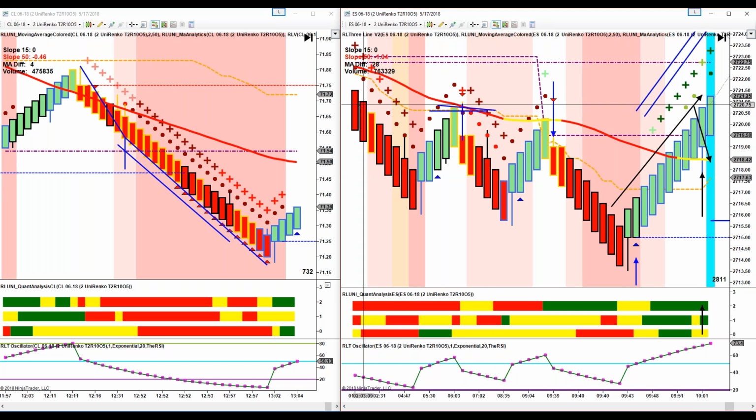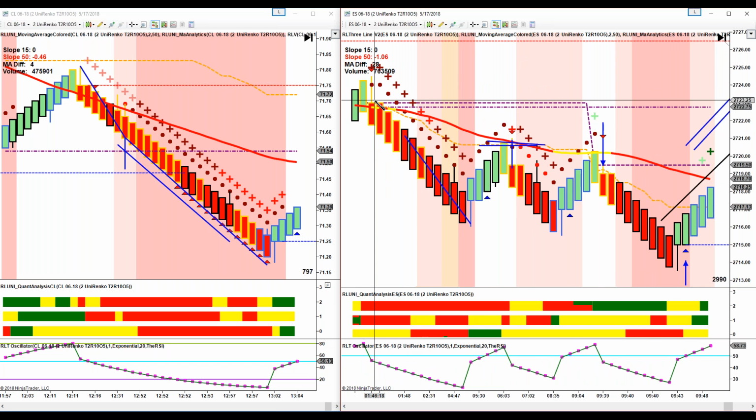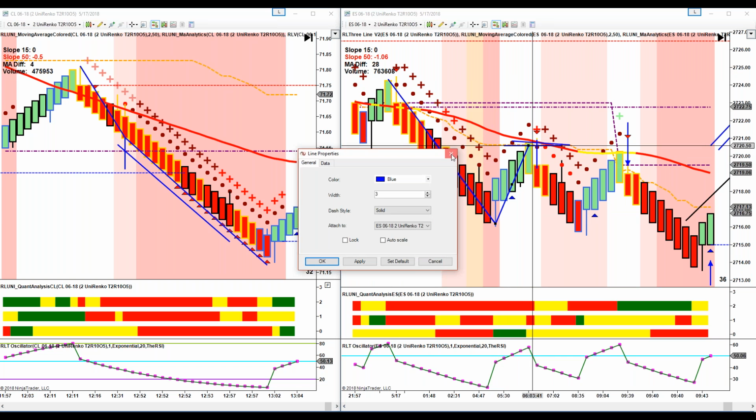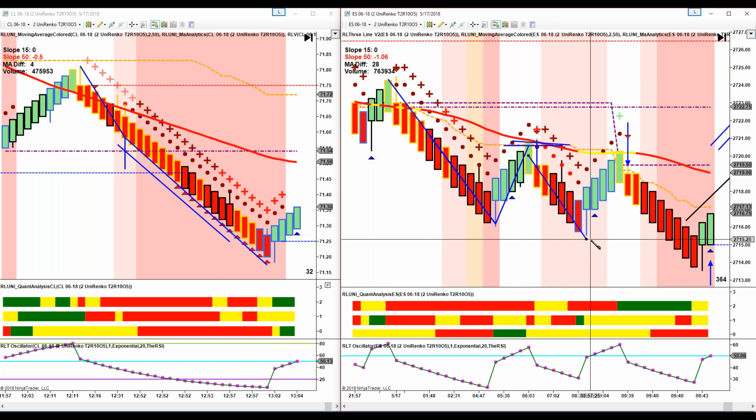Now, this is just a roll. You've already broken the 50. Come back up. You don't need to break it again. You just need to roll back to the downside.